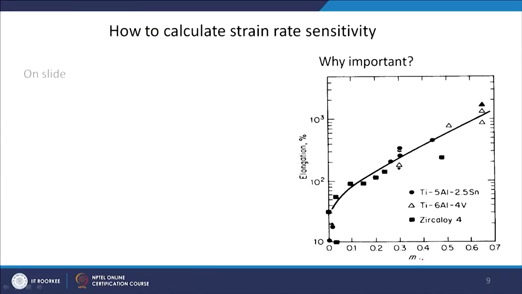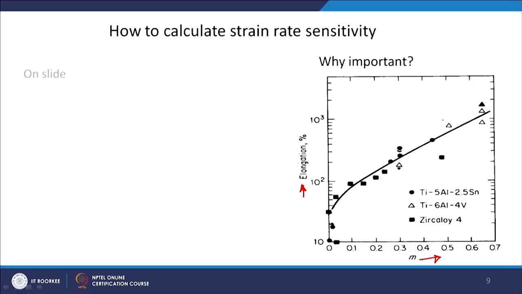Now, why is it important? If you see this particular curve here, as my m is increasing, my elongation is increasing. That means the ductility of the material is increasing as the strain rate sensitivity is increasing. So, it will be nice for me to deform the material where the strain rate sensitivity is high. That way I will be able to impose more strain in the material because ductility is good.